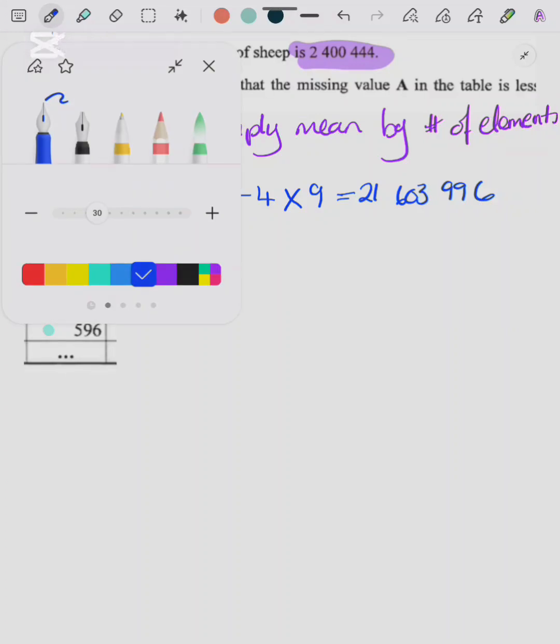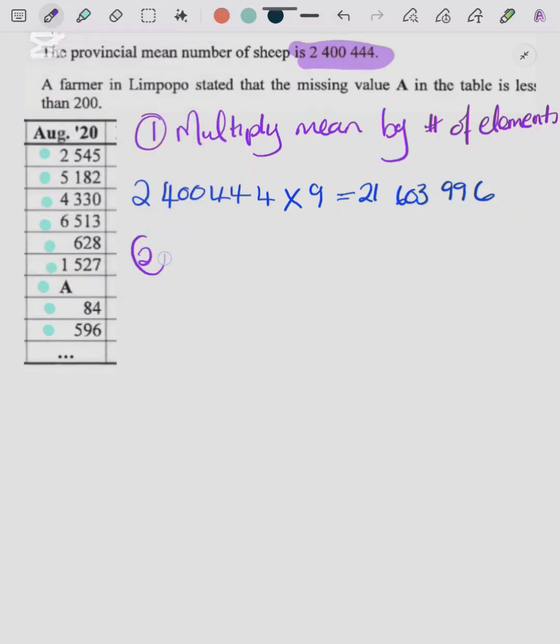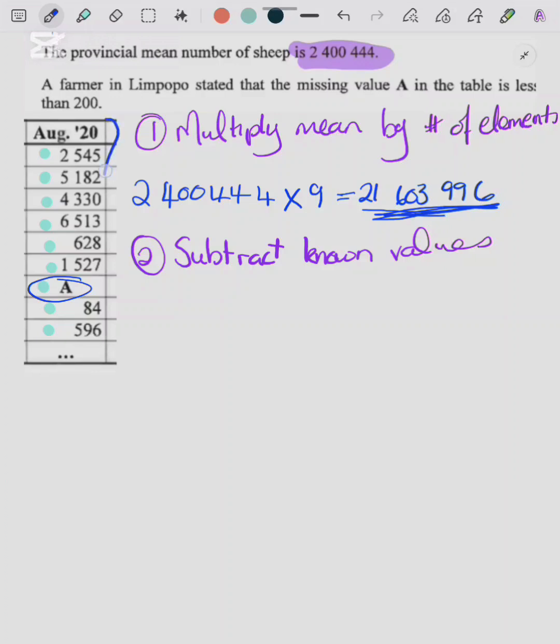The second step that we want to do here, so step number 2, is going to be subtracting our known values. What do I mean by that? By known values, the values in my data set that I already know. So in this case, I pretty much know all of them except for A. So I'm going to take that answer there and subtract all of these values I know. But there is one thing I need to remember here. This number here is the full number. These values on the table are in thousands.